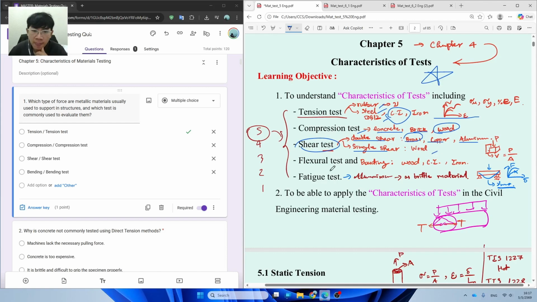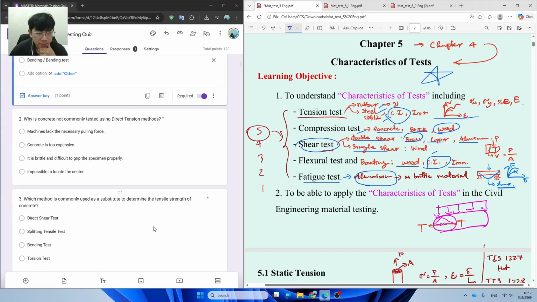Next is the flexural test, which we consider on wood, cast iron, and iron only. And lastly is the fatigue test, which we test on aluminium to see its behavior. So to answer question one, which type of force do metallic materials usually support and test? Of course, it's going to be the tension test.